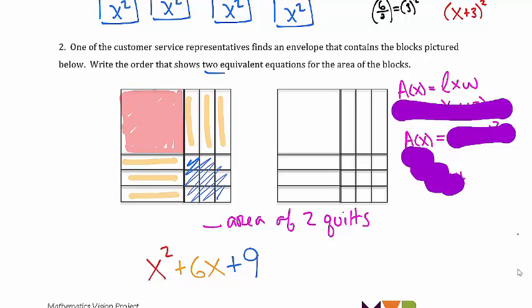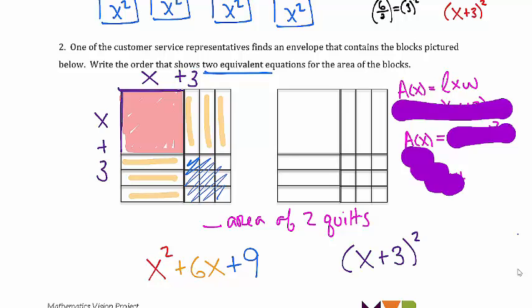So that's one equation for one block, but it wants 2 equivalent equations. And again, this is only for one quilt. So another equation would be based off the length and the width. So let's think about it. This has a length of x, but this time we've added 3 here and x plus 3 here. Oh, it's the one we were just working on. It would be x plus 3 squared.